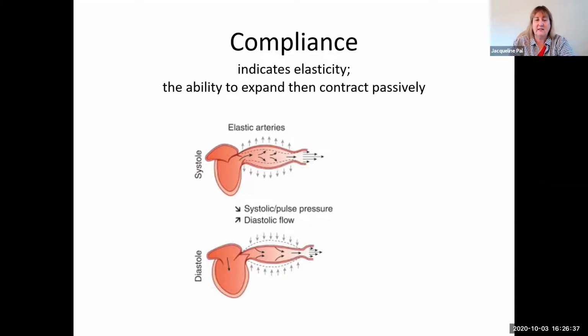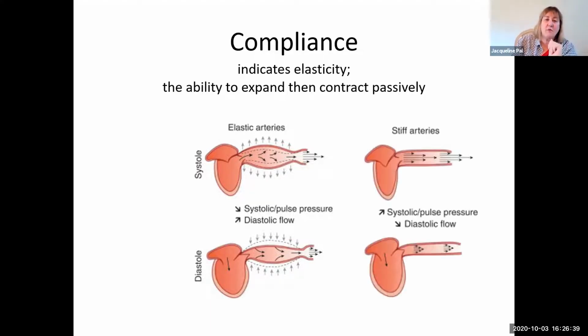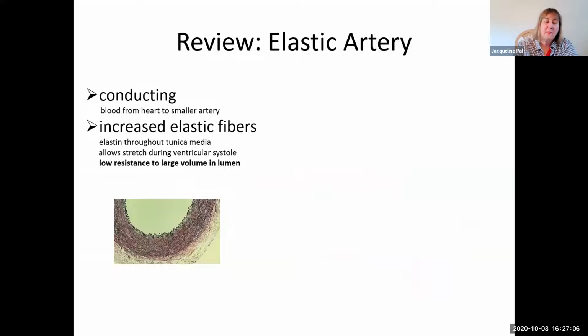Now compare that normal elastic artery to one that is stiff, for instance, from atherosclerosis. It can neither expand to give us compliance during systole, nor contract to give us compliance during diastole. And so we can tell that because systolic blood pressures and pulse pressures are going to be artificially high compared to ventricular pressures, and diastolic flow is going to be lower.